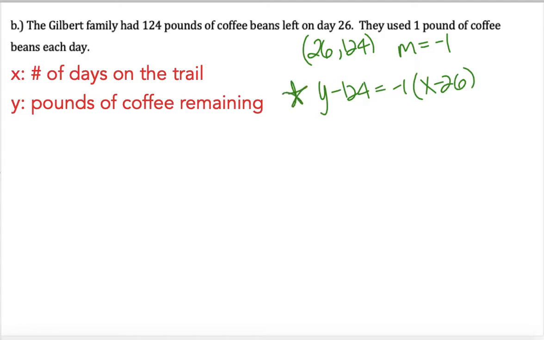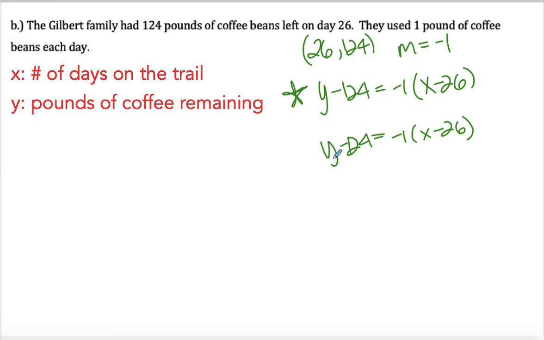And so that's our first answer. And now to create the other equations, remember if we have an equation in point slope, we can solve for y and get slope-intercept form of the equation. And so to solve for y, I'm going to go ahead and rewrite this equation. y minus 124 equals negative 1 x minus 26.